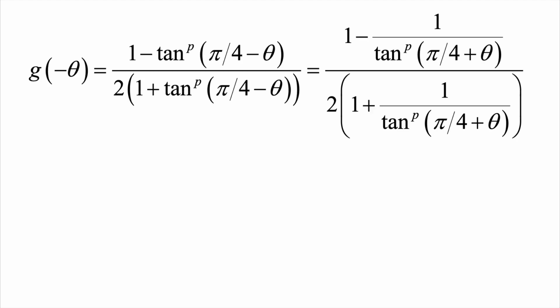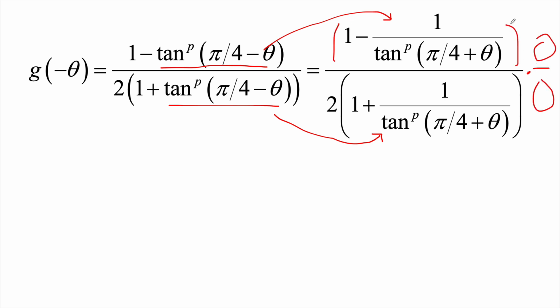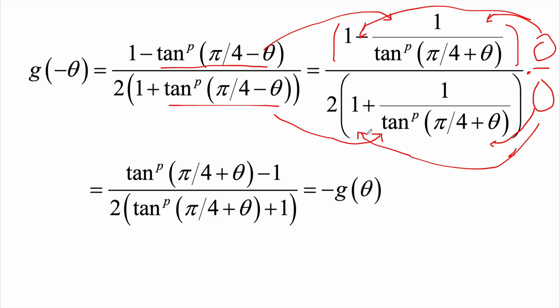Now let's apply the second of these identities. Let's go back to g of negative theta. In the first fraction that you see, involving tangent to the pth power of pi over 4 minus theta, replace both of those with 1 over tangent to the pth power of pi over 4 plus theta. After multiplying the top and the bottom of this fraction by tangent to the pth power of pi over 4 plus theta, and using the distributive property, we get cancellation, and we ultimately get an expression that equals negative g of theta. In other words, we've reached our goal. We've proved g of theta is an odd function.